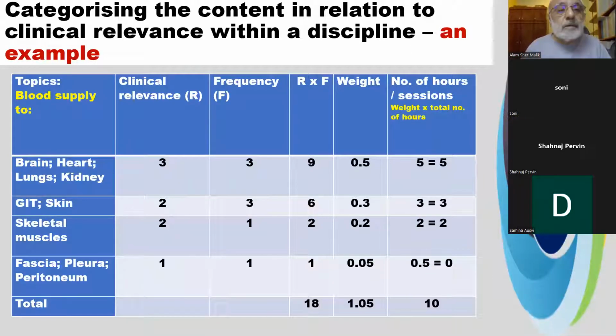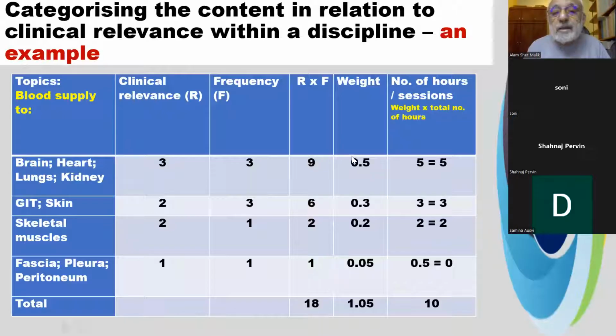Now, here is an example. Categorizing the content in relation to clinical relevance within a discipline. For example, we are talking about blood supply. Now, blood supply to brain, heart, lungs, kidneys, GIT, skeletal muscle, fascia, pleura, etc. Now here, rather than having the impact, we see the clinical relevance. For example, for brain, heart, lungs, kidney, clinical relevance 3, frequency 3, and we multiply the relevance and frequency, giving 9.